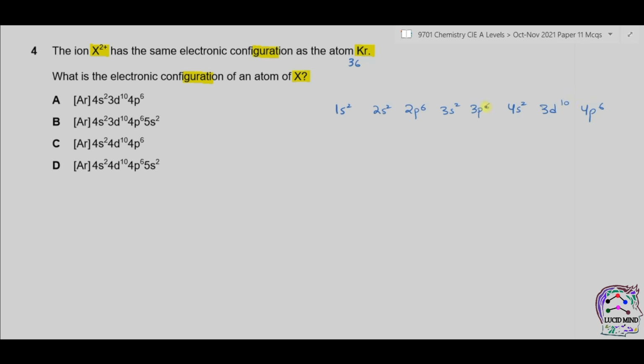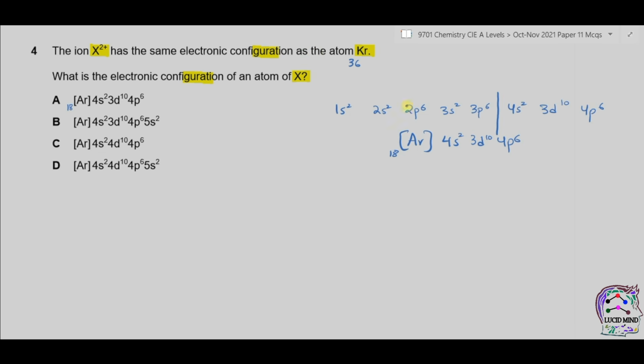It becomes 36 electrons. They have given argon with each, and we know the atomic number of argon is 18. So we can count 18 and write argon instead. This portion can be replaced by argon. Then we have 4s2, 3d10 and 4p6. This is for the atom of krypton.